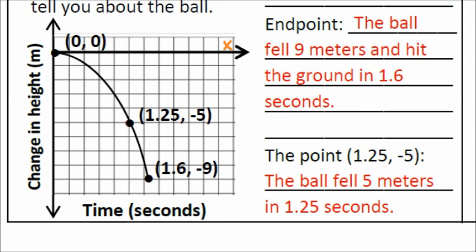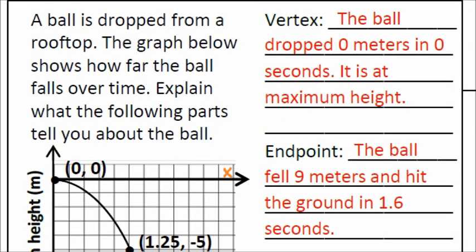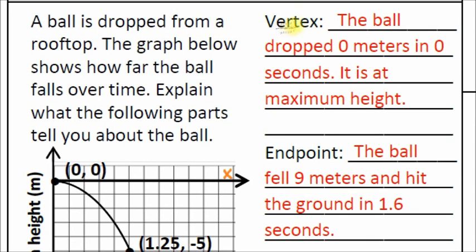So what can we learn from this graph? Here's the first thing. If a question asks you, what does the vertex tell you? In this case, the vertex tells you the ball dropped 0 meters in 0 seconds. It is the maximum height of the ball. Notice that every point from this point forward is lower than the current dropping point. So the vertex just tells you the ball is at 0 meters, has fallen 0 meters at time 0.